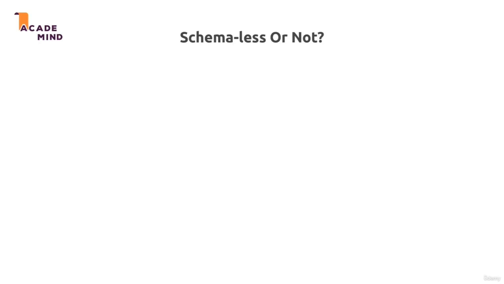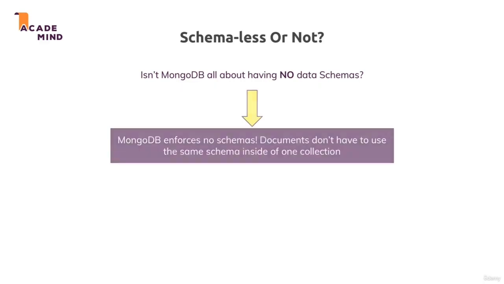Let's start with document schemas. And there's one important question. Wasn't MongoDB all about being schema-less and enforcing no schemas? It is. MongoDB does not enforce any schemas. Your documents can look the way you want, and you can have totally different documents in one and the same collection. Let me show you an example for that.